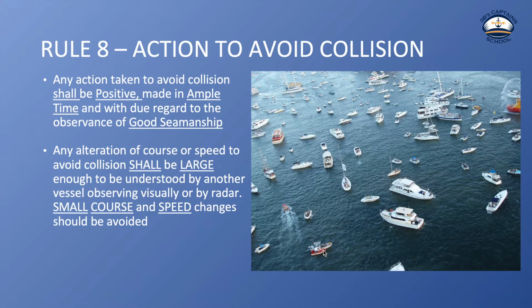So you got to use good seamanship when we're making these decisions on how you're going to alter your course to avoid a collision. Any alteration of course or speed to avoid the collision shall be large enough to be understood by another vessel observing visually or by radar. Small course and speed changes should be avoided. So if you've identified that there's a risk of collision and you're the give-way vessel, or you're in a situation where you need to take action, make that action large enough so it's readily apparent by the other vessel. They know exactly what you're doing.